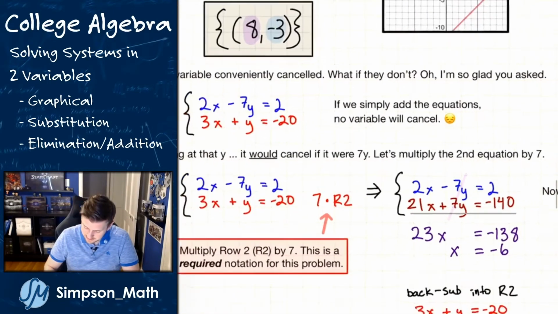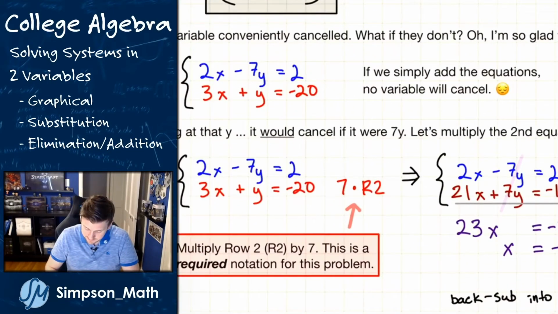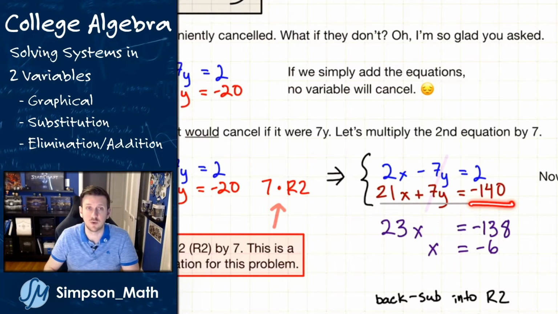So we're going to take 7 and multiply it through. 3x times 7 is 21x. Y times 7 is 7y. And negative 20 times 7 is negative 140.